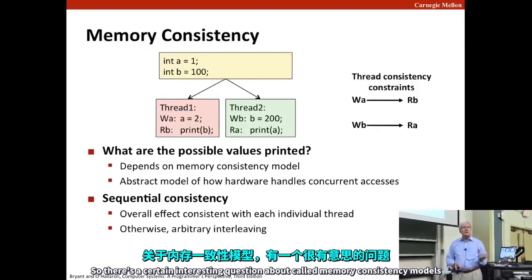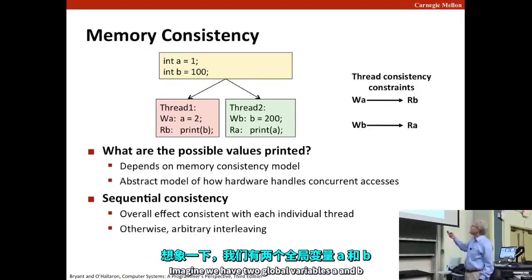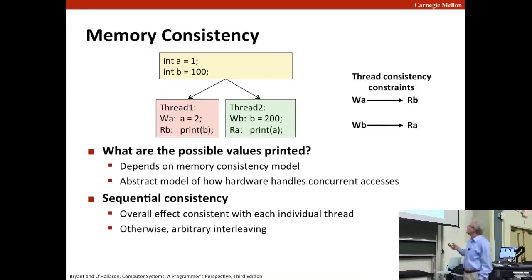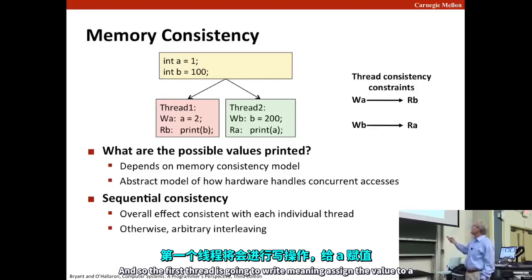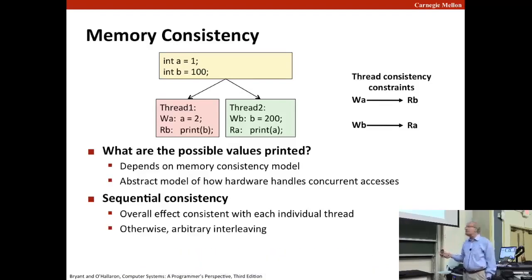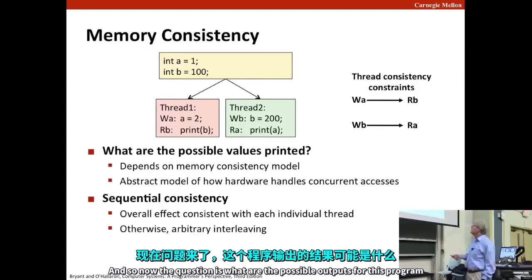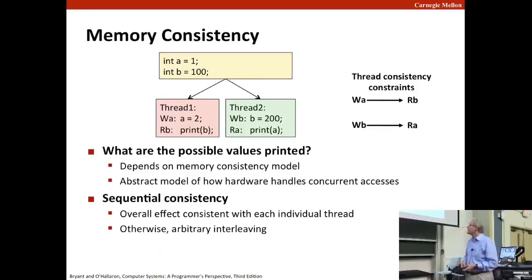So there's an interesting question called memory consistency models. And here I'll illustrate it with a very simple example. Imagine we have two global variables, A and B, and we have two different threads. The first thread is going to write, meaning assign a value to A, and it's going to read, meaning print the value of B. And the other thread is going to do the opposite. It's going to write, assign a value to B, and print the value of A. And so now the question is, what are the possible outputs for this program?